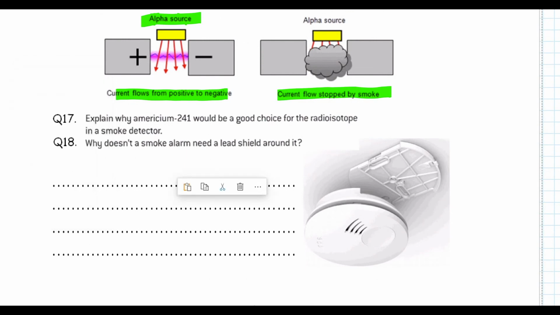So question 17 is asking, explain why americium-241 would be a good choice for the radioisotope in a smoke detector. Again, what we need to do is look at the properties of americium and why a smoke alarm doesn't need a lead shield around it. Again, what I'd like you to do is answer those 2. When you've done that, press pause first of all, answer the questions, then press play.